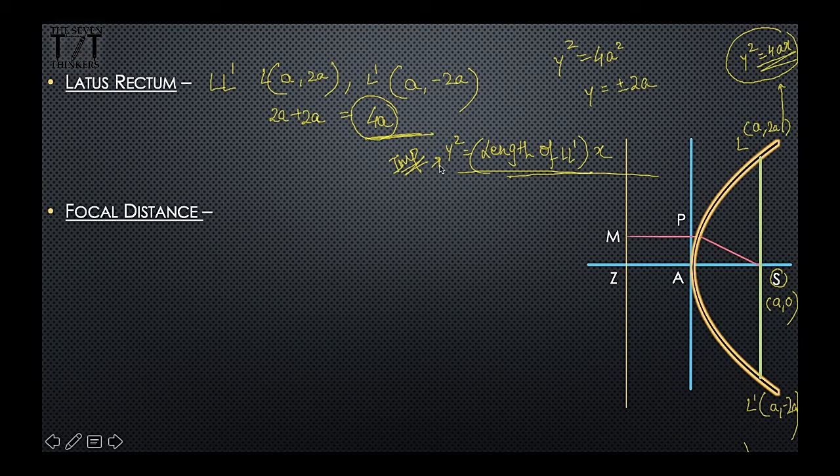So let's move on to the next term, and the next term is focal distance. As you can see, focal distance is the length of any chord which passes through the focus. So SP, as you can see, is the length of a chord passing through the focus, and so SP is the focal distance. Now how do we find SP? As SP is not a perpendicular distance, we don't know the x coordinate or the y coordinate of P. So how do we find it?